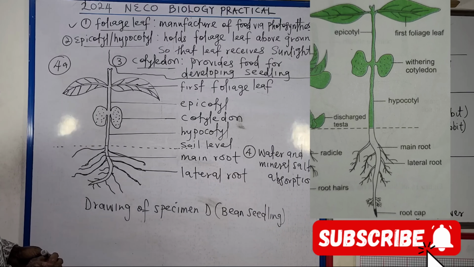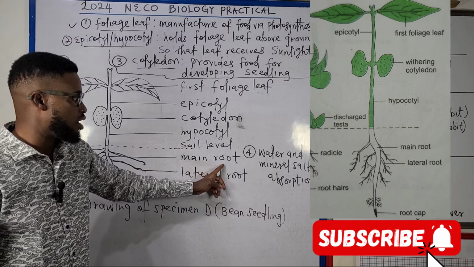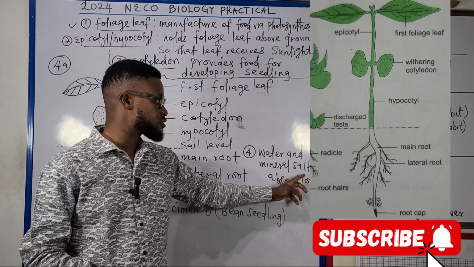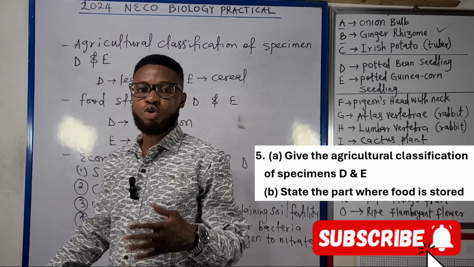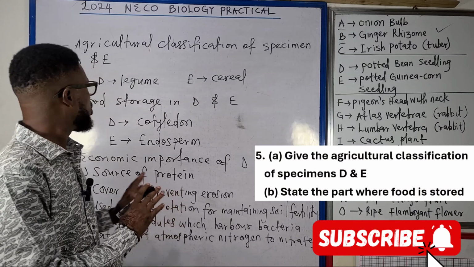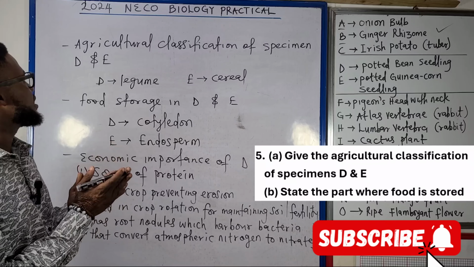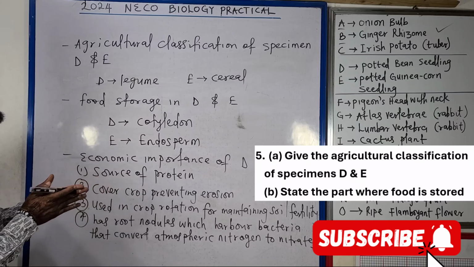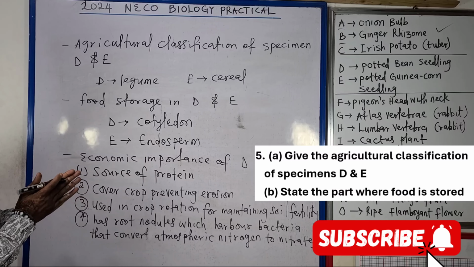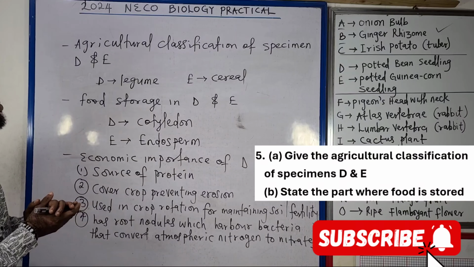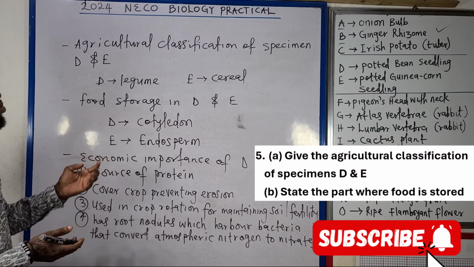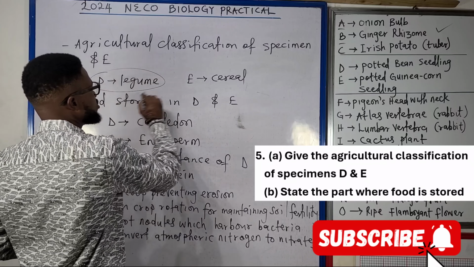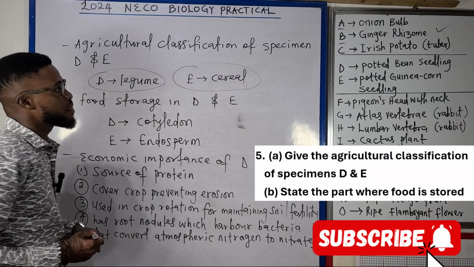Okay, let's take a look at another part. That's the main root now. The function of the main root is water and mineral salt absorption. So moving on to the next question, we were told to give the agricultural classification of specimen D and specimen E. Specimen D, talking about the bean seedling, is a legume, and specimen E is a cereal. Don't forget that D is a legume, E is a cereal.